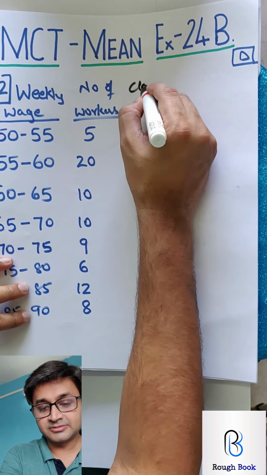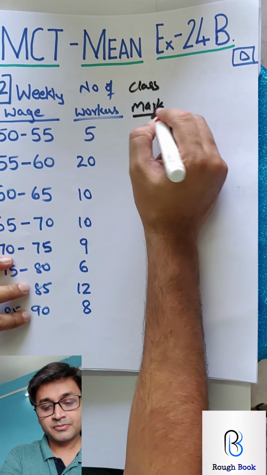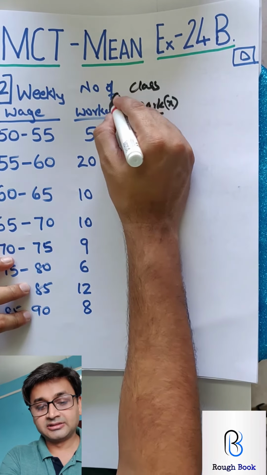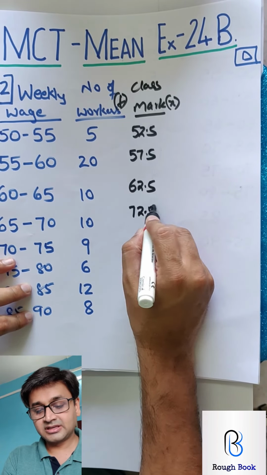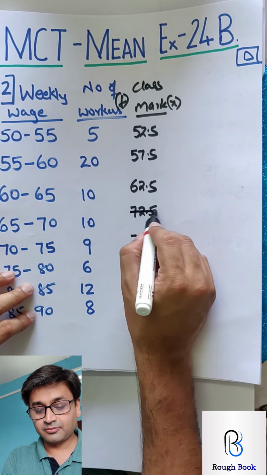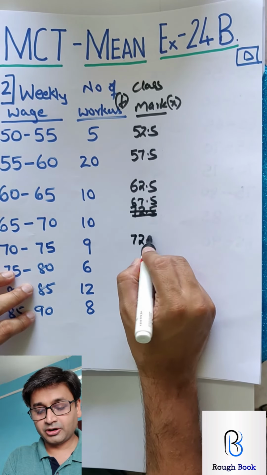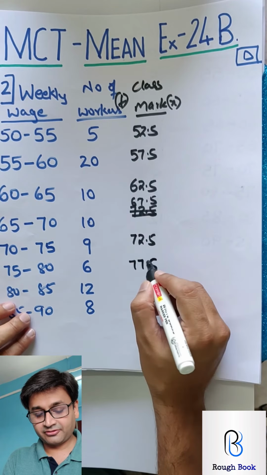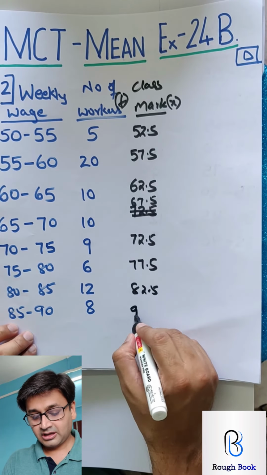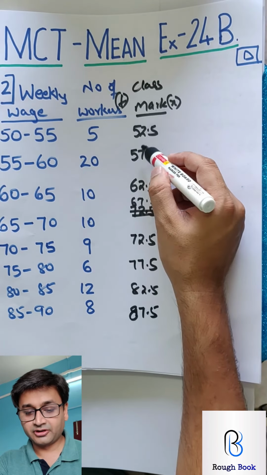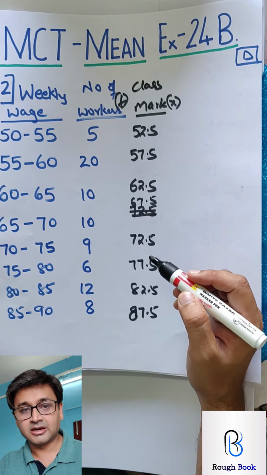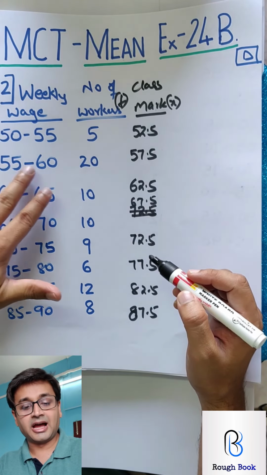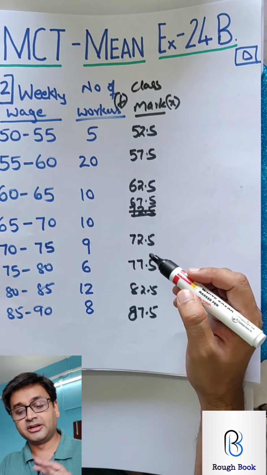So the first thing we need is the class mark. The class mark is called X, and this is called your F. In this case it will be 52.5, 57.5, 62.5, 67.5, 72.5, 77.5, 82.5 and 87.5. Let me check: 52, 57, 62, 67, correct. How did I get this? Common sense. Between 50 and 55, what will come? 52.5. If you cannot get it directly, add the two, divide by 2. Once you know the pattern, it repeats.